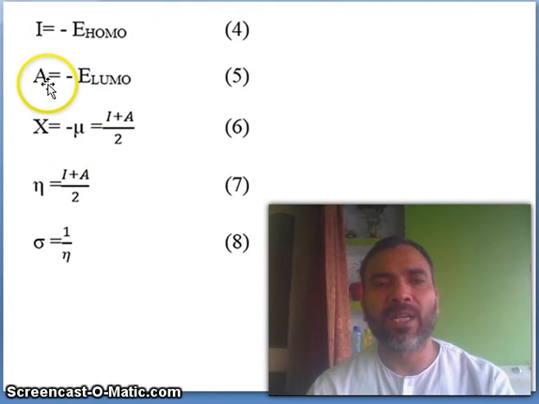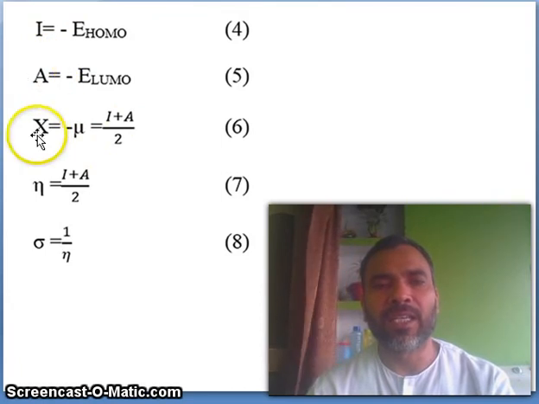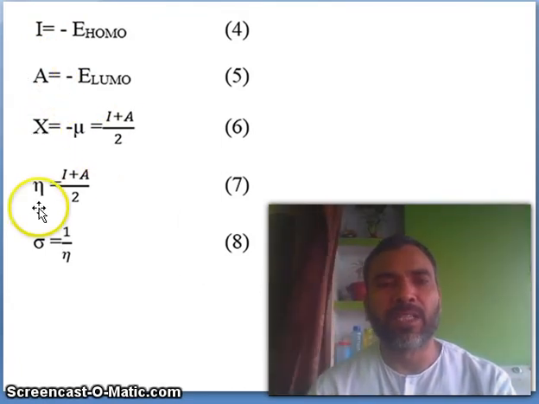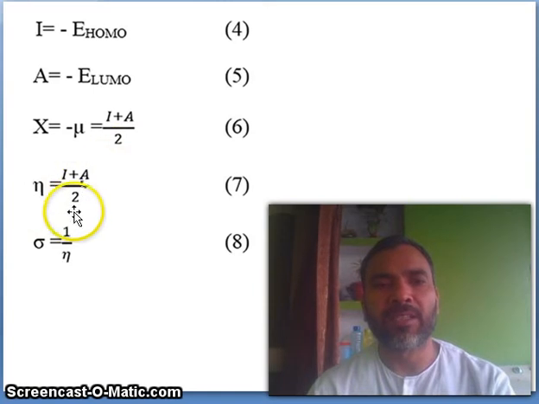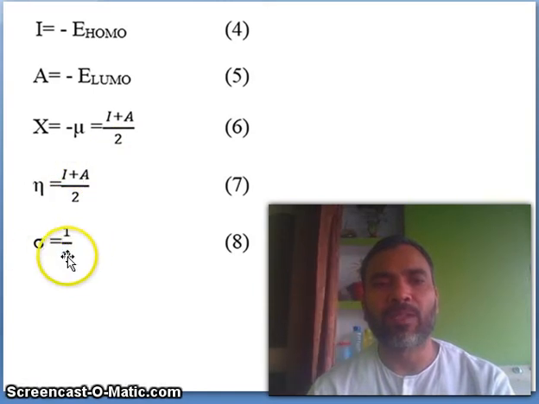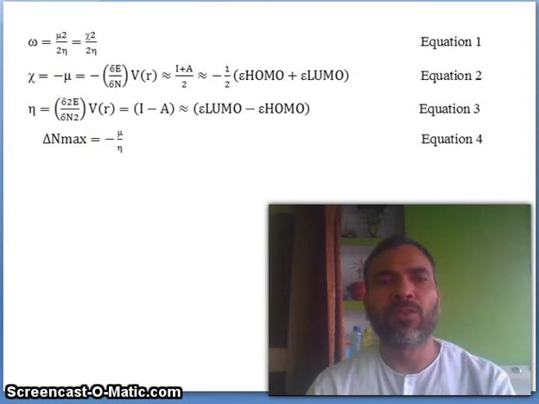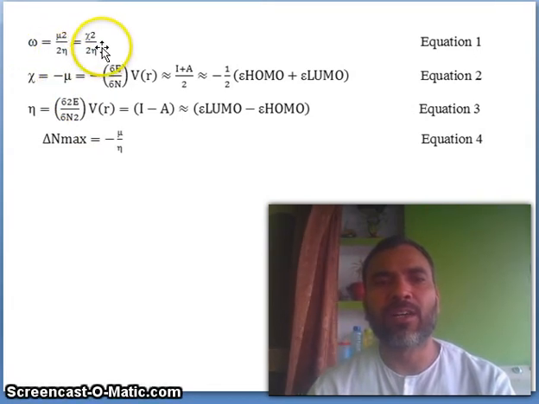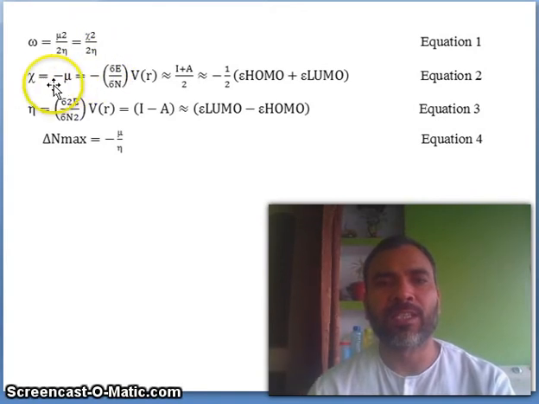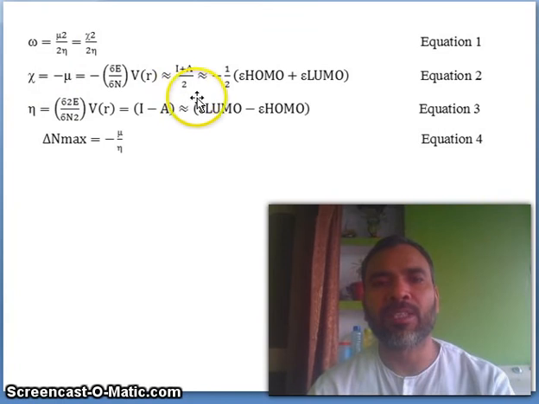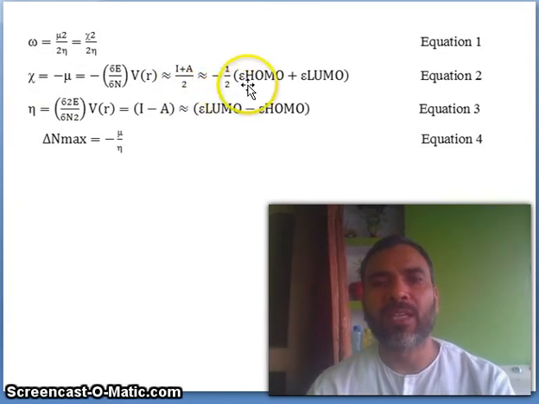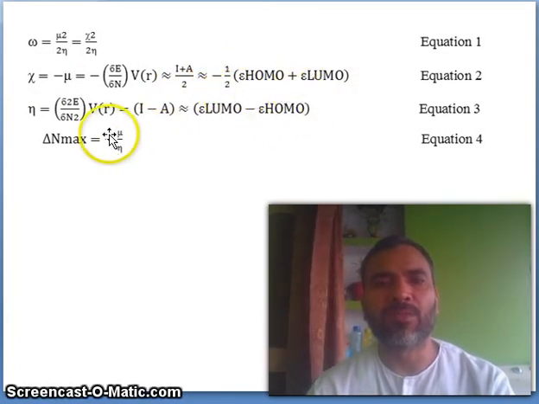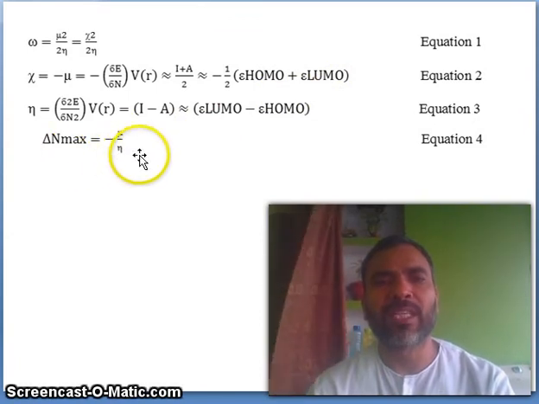What is A, what is I and chi, we will tell you. Eta is equal to I minus A divided by 2, and sigma is 1 by eta. Omega is mu square divided by 2 eta, or chi square divided by 2 eta, where chi is equal to minus mu, which you have already seen, I plus A divided by 2, minus half of energy of HOMO plus energy of LUMO, and so on. Delta N max is minus mu by eta, you can calculate it.